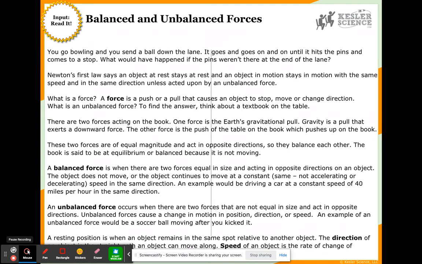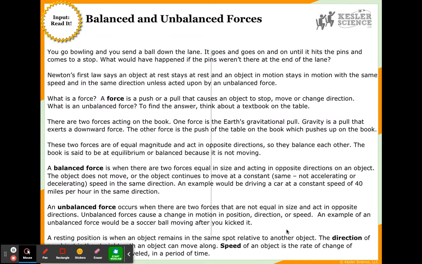A balanced force is when two forces are equal in size and acting in opposite directions of each other. The object does not move, or the object continues to move at a constant, same, not accelerating or decelerating speed in the same direction. An example would be driving a car at a constant speed of 40 miles per hour in the same direction.